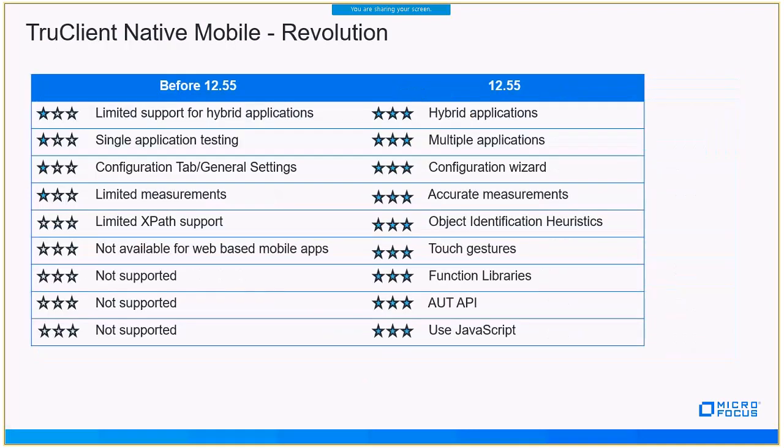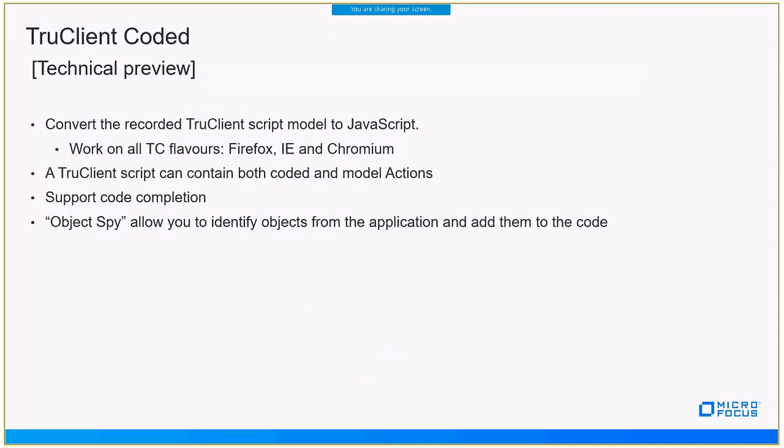We have also significantly improved the TruClient native mobile flavor for working with real devices, again with tight integration with Mobile Center. And this brings me to the whole new feature in TruClient, which we call coded TruClient or TruClient coded, depending on whether you read left to right or right to left, and we are presenting this in this release as a technical preview. So you all know what a TruClient script looks like.